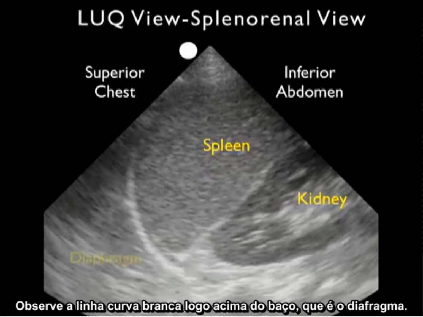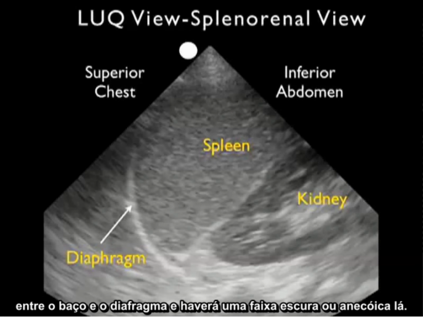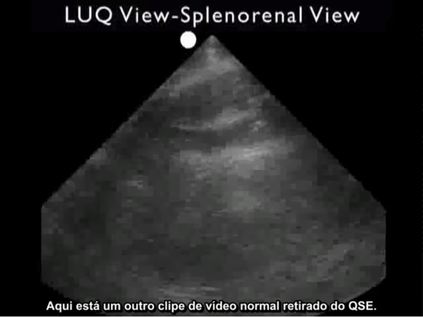Notice the curving white line just above the spleen, which is the diaphragm. Recall that in the left upper quadrant fluid will accumulate preferentially in between the spleen and the diaphragm and will be a dark or anechoic stripe positioned there. Here's another normal video clip taken from the left upper quadrant.